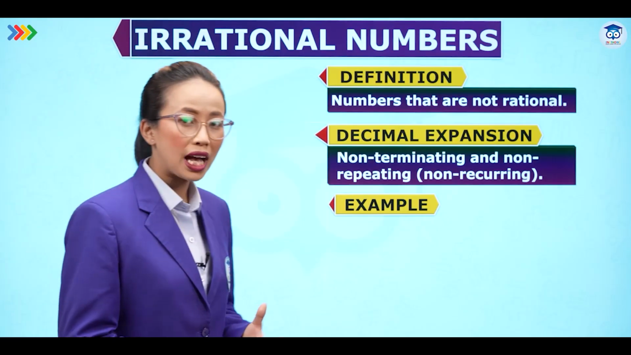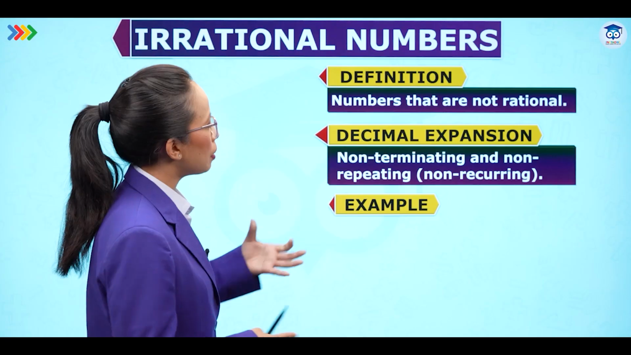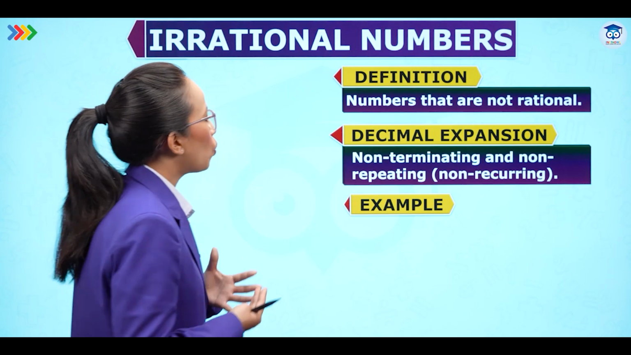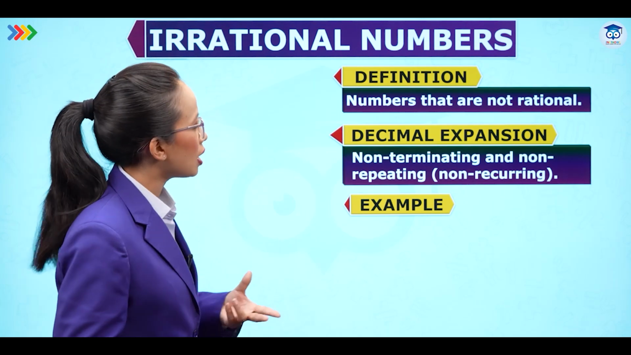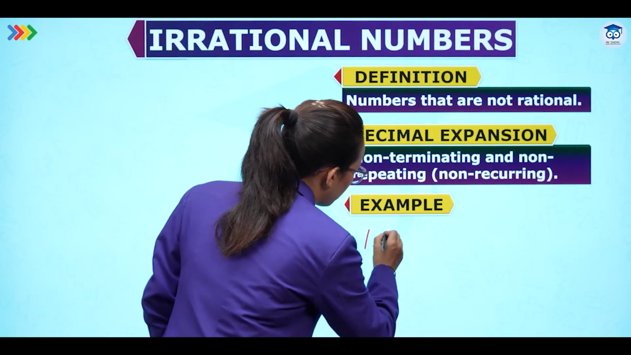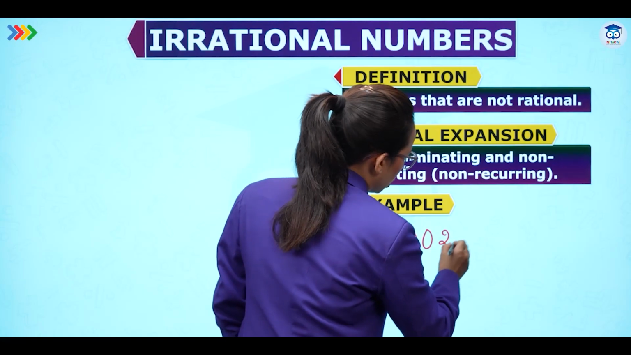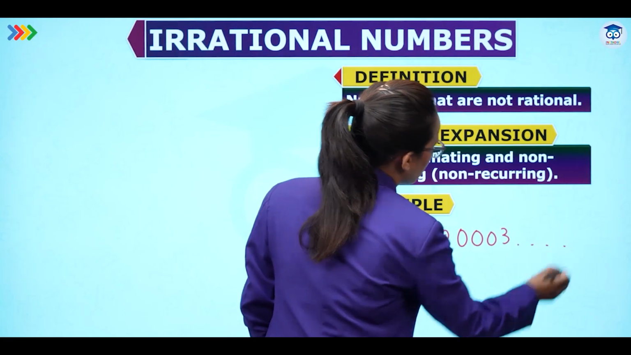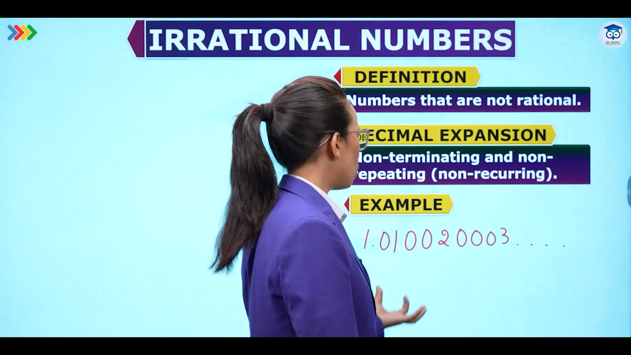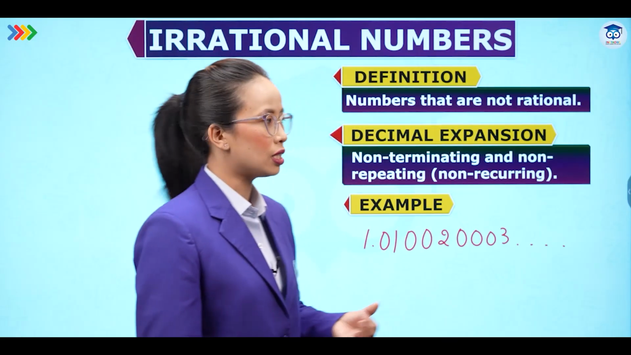Next we have the irrational numbers. Irrational numbers are numbers which are not rational, also considered the complement of the rational numbers, as you know about sets. So if we take the complement, the numbers that are not rational are known as irrational numbers. When we express them, we get non-terminating and non-repeating, that is non-recurring, decimals. Suppose you have 1.01, 002, 0003, we don't know which number is going to come. It may be 7, 8, 9. It never ends. Such numbers are known as non-terminating, non-repeating, that is non-recurring.